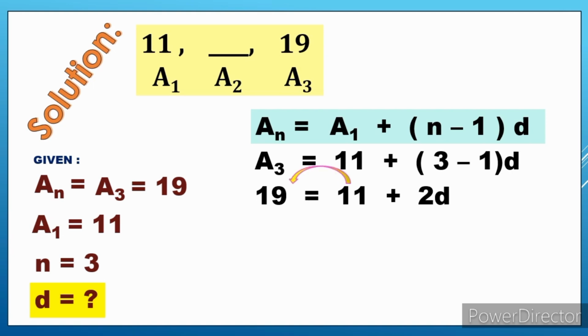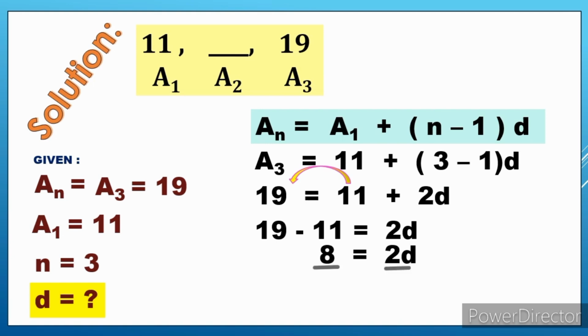Okay, in order to solve for D, we can apply the addition property of equality. But this time I'm going to transpose 11 to the other side. Positive 11 will change the sign. It becomes negative 11. So we have 19 minus 11 equals 2D. 19 minus 11 is 8, equals 2D.